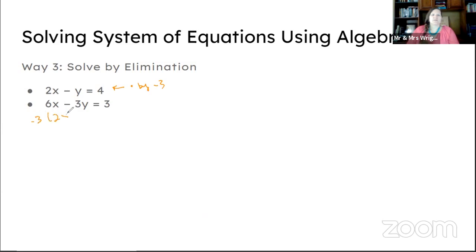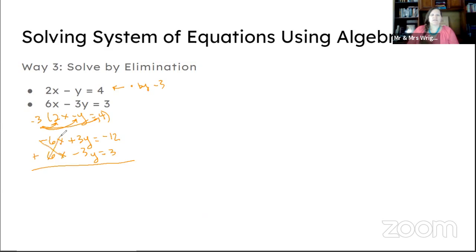Negative 3 times 2x minus y equals 4. So I'm going to distribute my negative 3. Negative 3 times 2x is negative 6x. Negative 3 times negative y is positive 3y. And negative 3 times positive 4 is negative 12. Okay, so that was my first equation. So now I want to add my second equation here: plus 6x minus 3y equals 3. Now let's add these together.